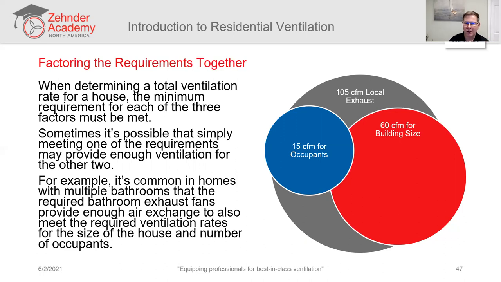Typically, the ventilation rate for the occupants, once that's calculated, does have to be added with the ventilation rate for the size of the building once that's calculated. We're going to get into this. I'll show you the examples. But these two do have to be added together. But usually the local exhaust can be on the other side of the equation. And so if you meet all of that with the local exhaust, then usually you don't have to do more than that. So we'll see this in examples.